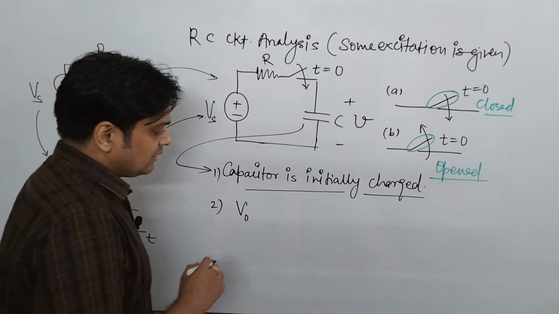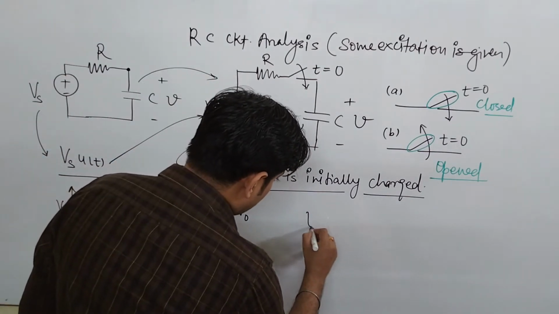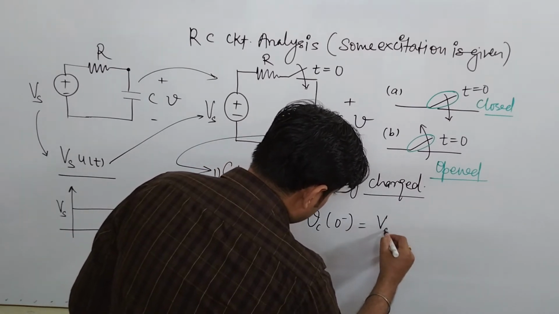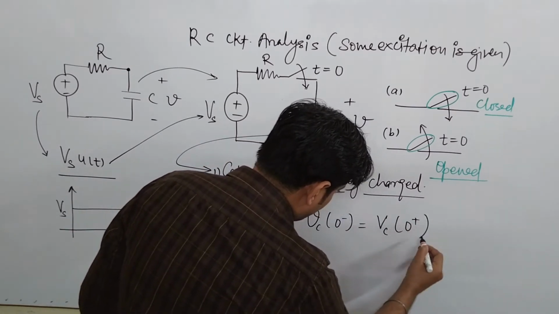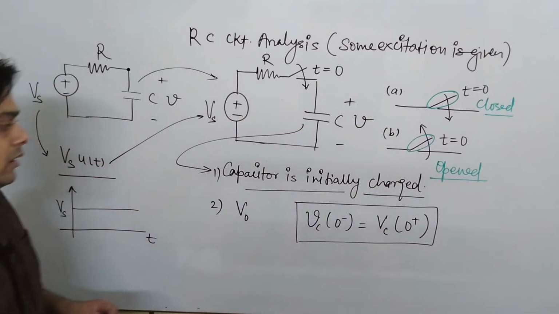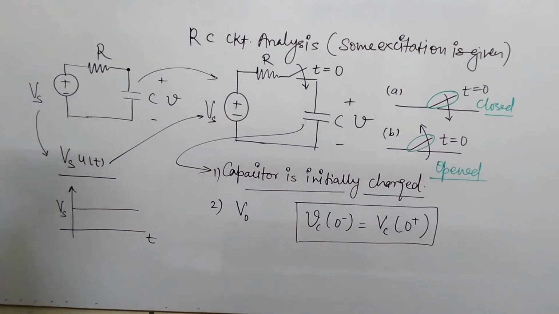So now here appears a very important condition which I am writing as VC(0−) and VC(0+) are equal. Now the question comes to your mind: what is VC(0−) and what is VC(0+)?